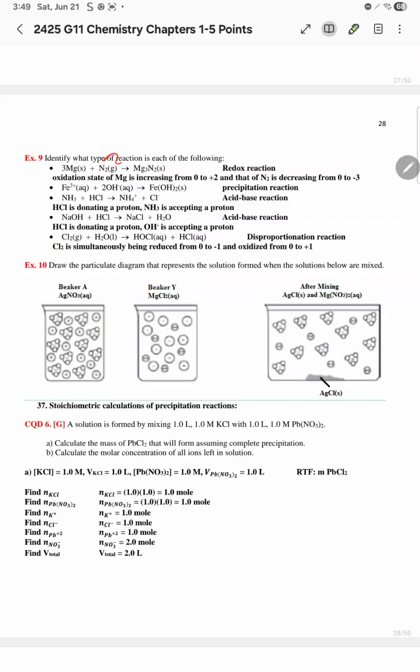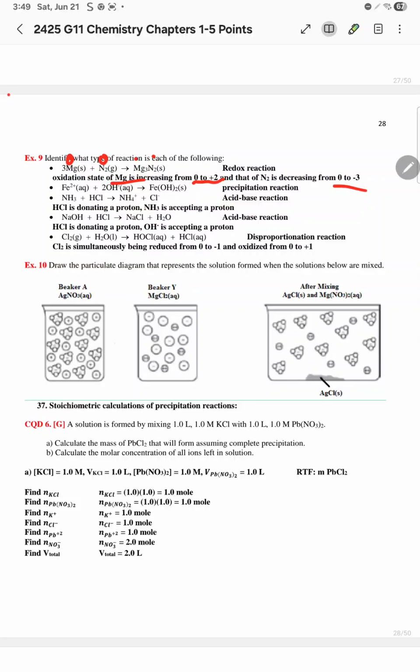3Mg plus N2 gives you Mg3N2. This is redox. Why? Because Mg and N2 each start at oxidation state 0, but when they're in a compound, they have an oxidation state. You need to find the oxidation number of each. They don't stay at 0, so this is redox. Exactly: Mg is increasing from 0 to +2 and N2 is decreasing from 0 to -3.